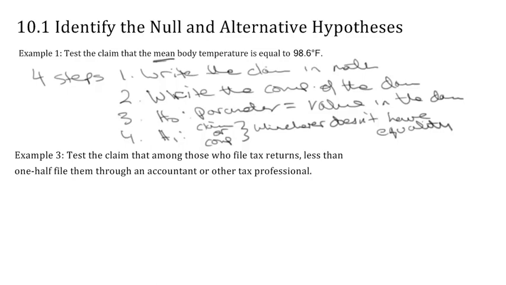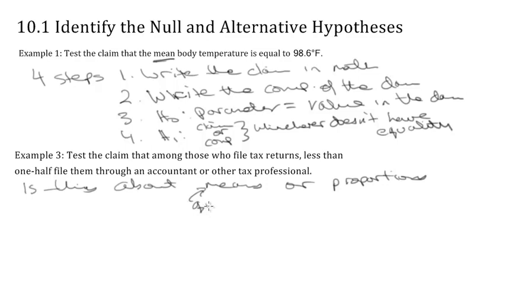Okay, so let's have a crack at doing this one together now. Please notice in this example, neither the word mean nor any of the synonyms for proportion, percentage, percentile, probability are written into this claim. So we're going to have a question here. Is this about means or proportions? So you need a rule of thumb for figuring out which one we're looking for. Means is for quantitative data. Proportions is for qualitative data.